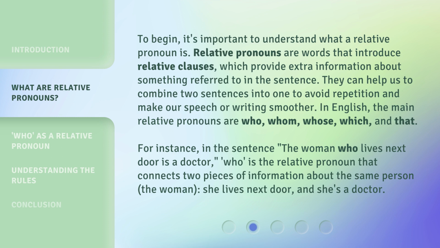For instance, in the sentence, "The woman who lives next door is a doctor," who is the relative pronoun that connects two pieces of information about the same person, the woman: she lives next door, and she's a doctor.